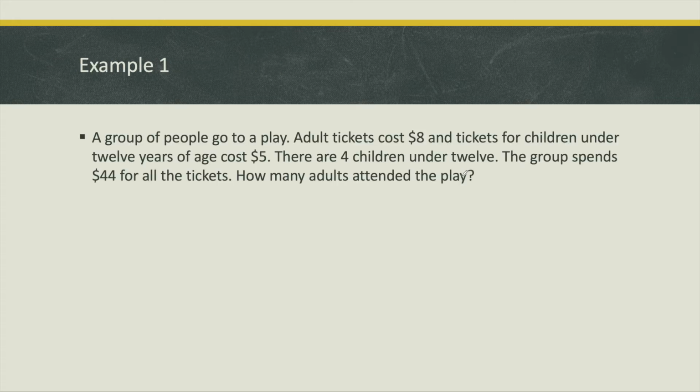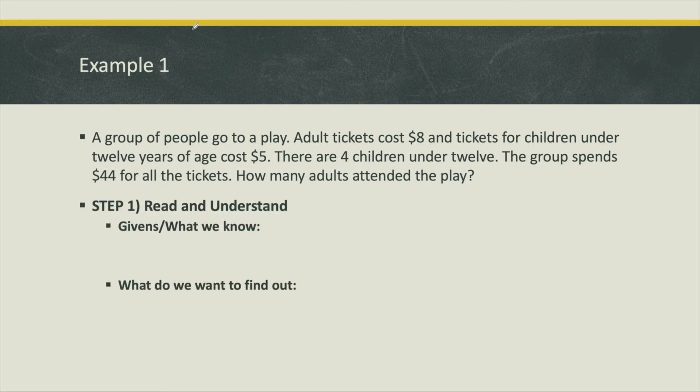Okay, so example 1. A group of people go to a play. Adult tickets cost $8, and tickets for children under 12 years of age cost $5. There are 4 children under 12. The group spends $44 for all the tickets. How many adults attended the play?